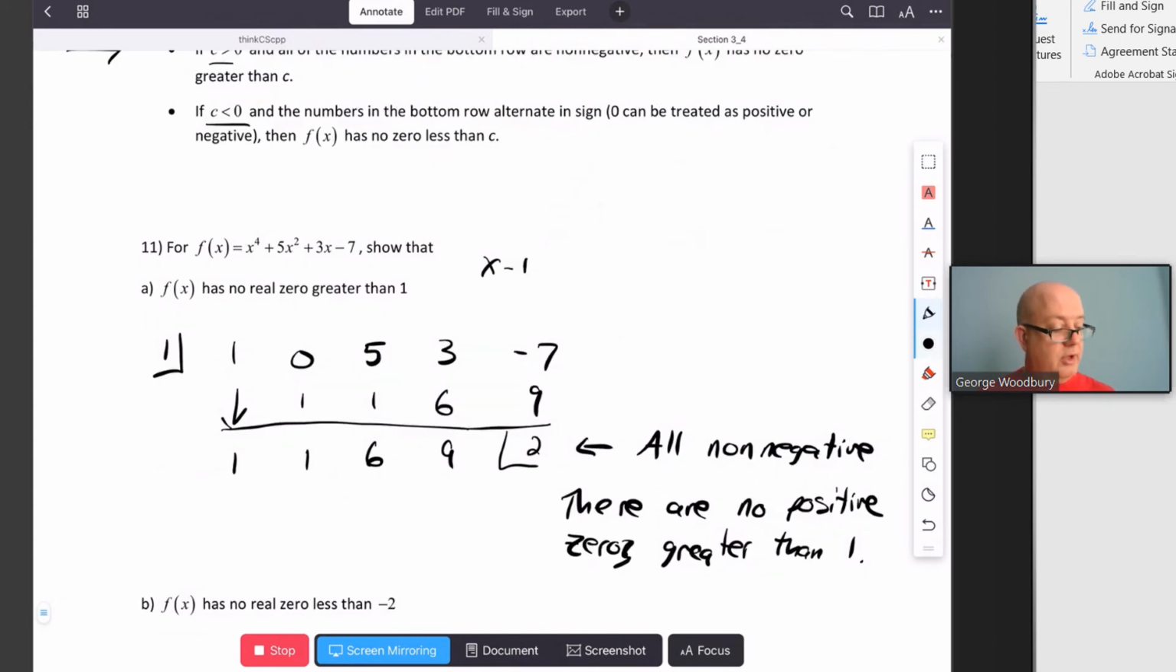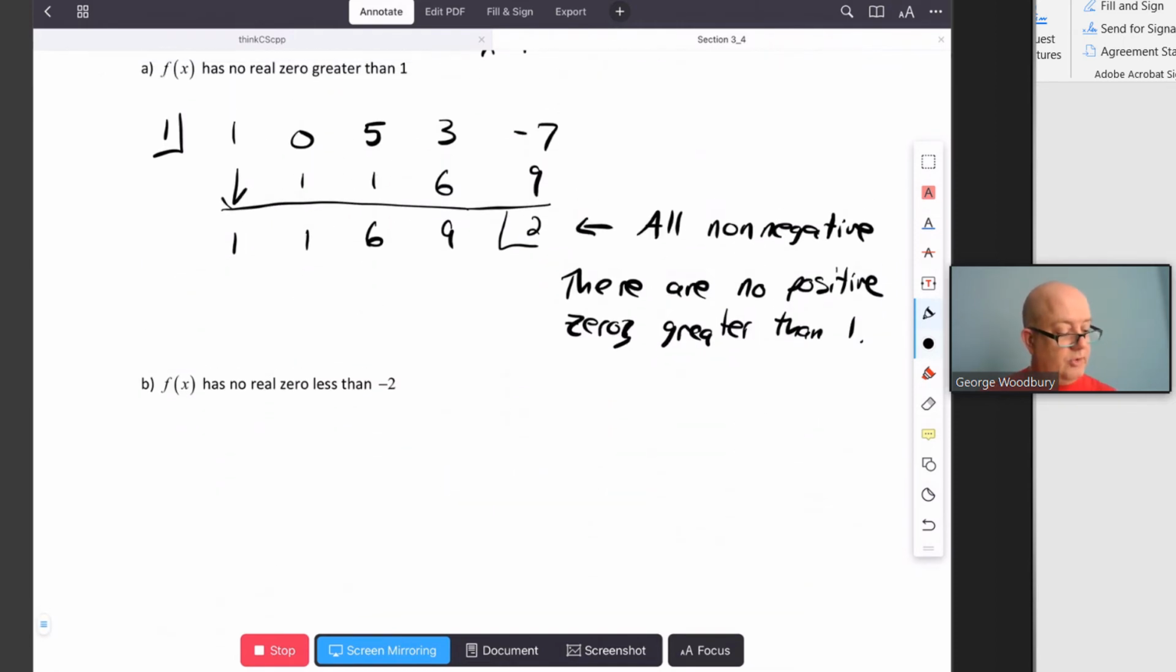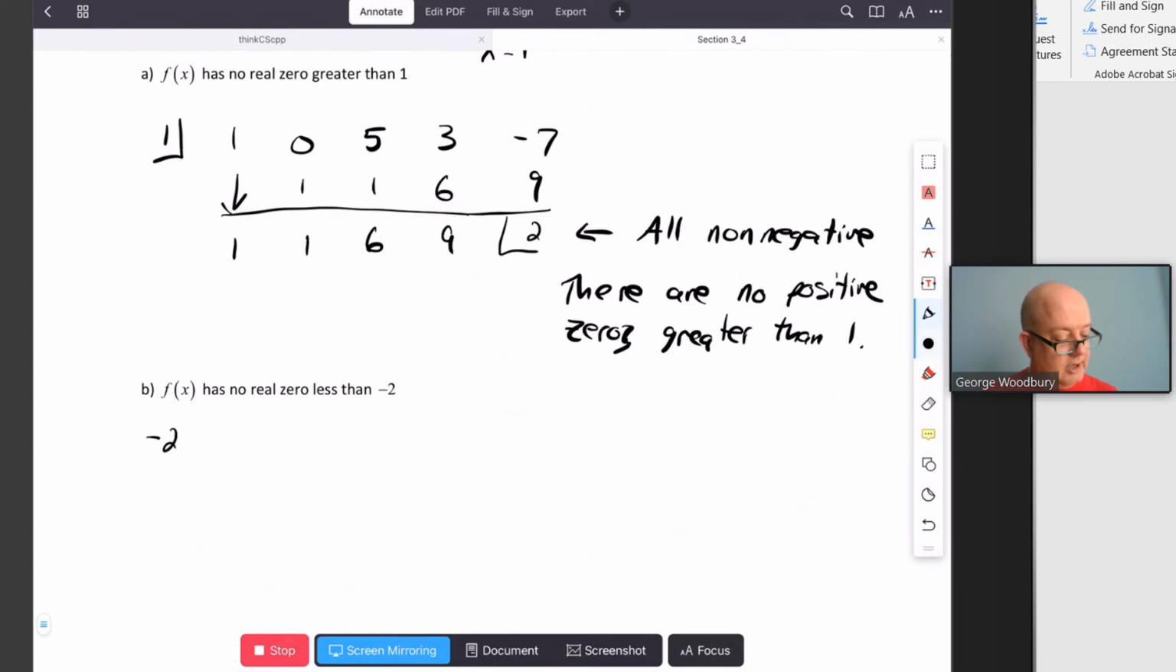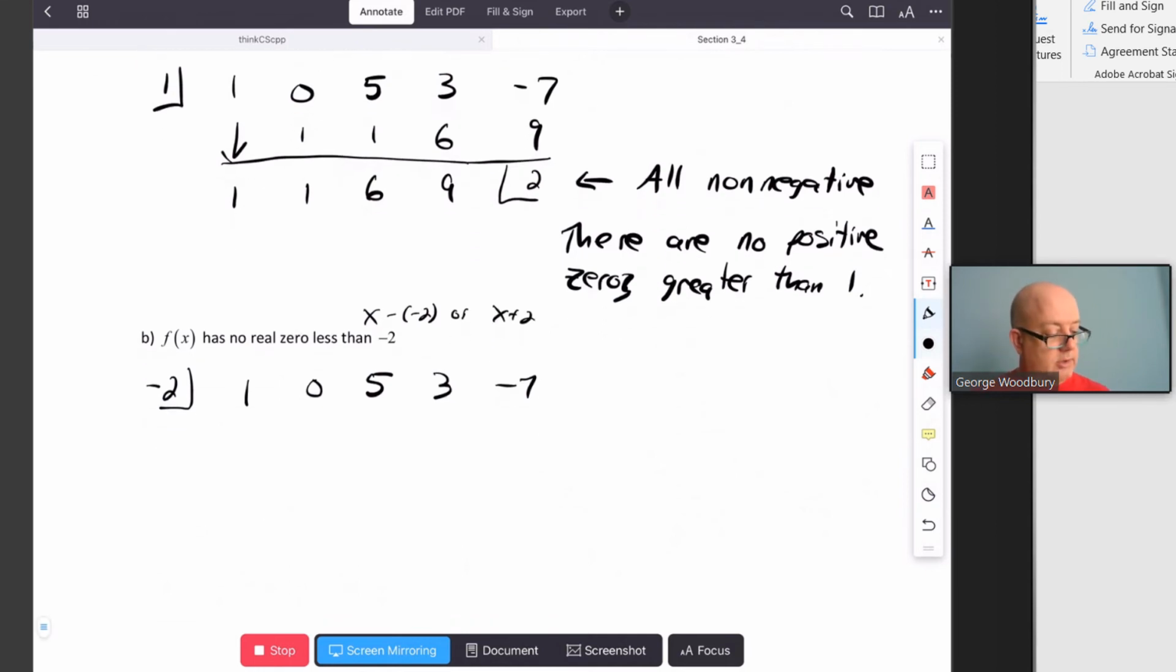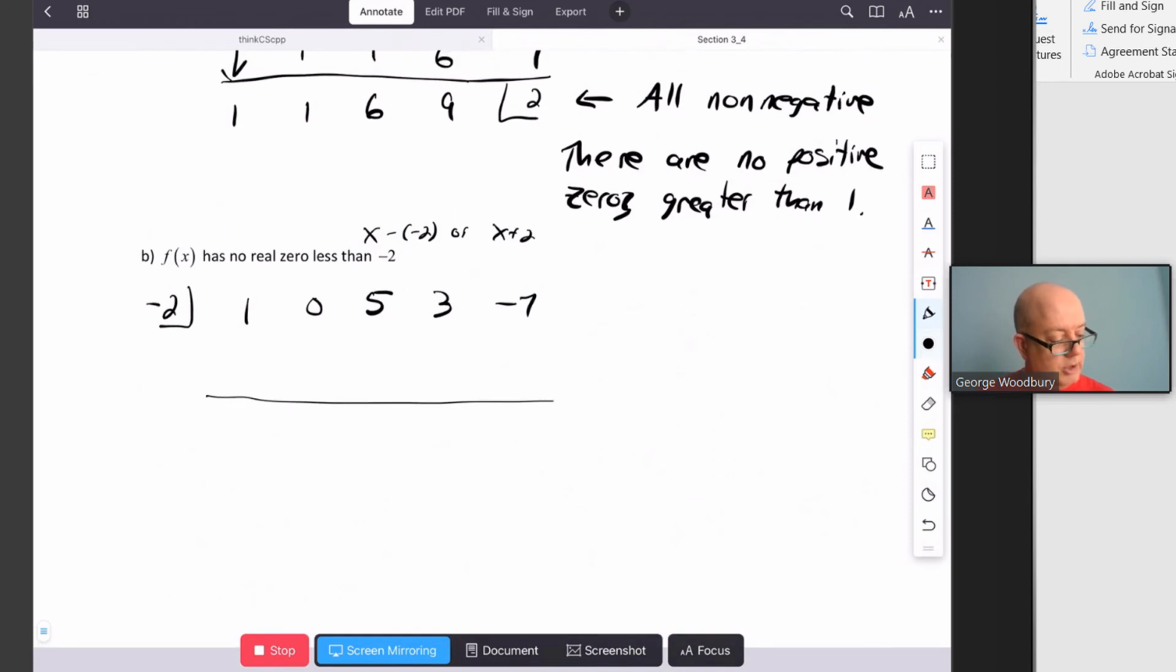And so there, again, we're looking for these to alternate in sign. Still using the same function, so I'm going to put in negative 2, 1, 0, 5, 3, negative 7. And again, this is like we're dividing by x minus negative 2, or x plus 2. Let's give this one a try. Bring down the 1. Negative 2 times 1 is negative 2. Total the column. 0 plus negative 2 is negative 2. Negative 2 times negative 2 is positive 4. Total the column to get 9.